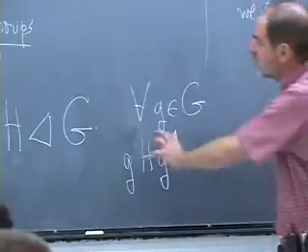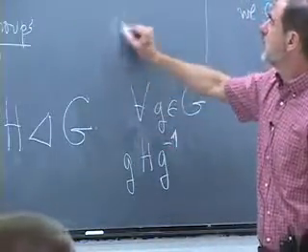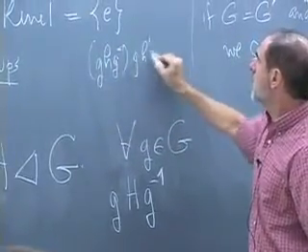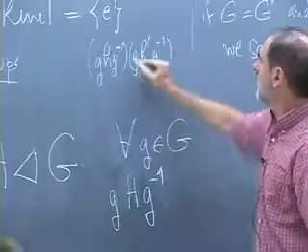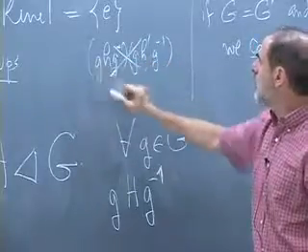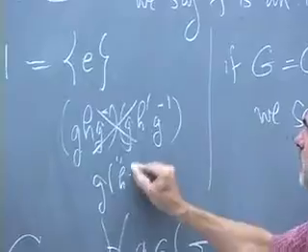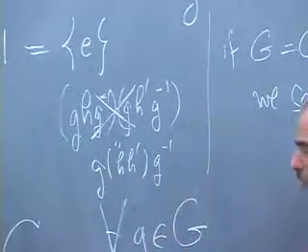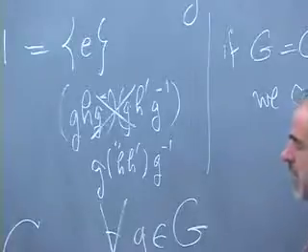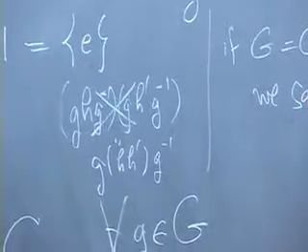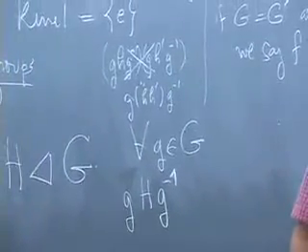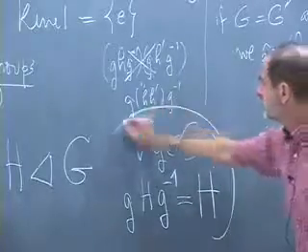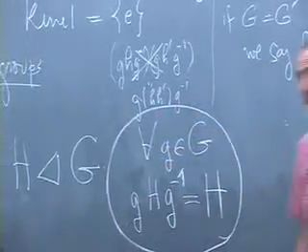You can easily see that it's closed under multiplication, because if you multiply gHg inverse by gH'g inverse, then these two g's cancel, and you get g times HH' g inverse. So this set, all elements of the form g, an element in H, times g inverse, is closed under multiplication. So it's another subgroup of G. A normal subgroup is one where this is always equal to H.